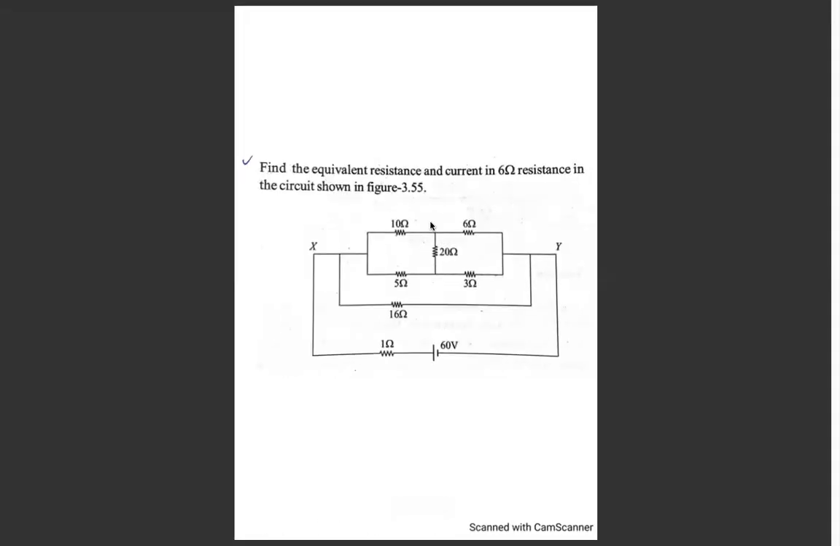Now the next question. As I have already explained the concept of the balanced Wheatstone bridge, it is clearly showing that something like a balanced Wheatstone bridge may be possible. Let's check whether it is possible or not. Find the equivalent resistance and the current in the 6 ohm resistance. Fine. So we have to find the equivalent resistance if the current goes from this point.